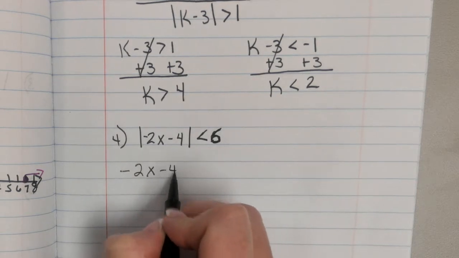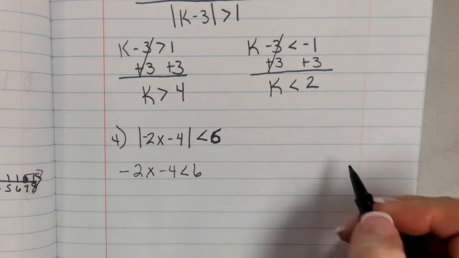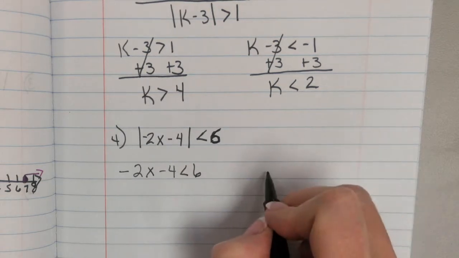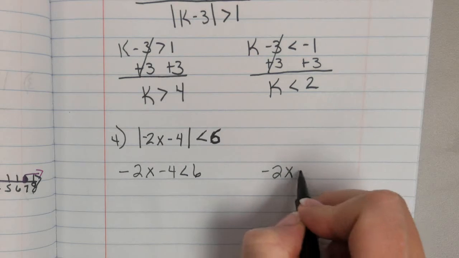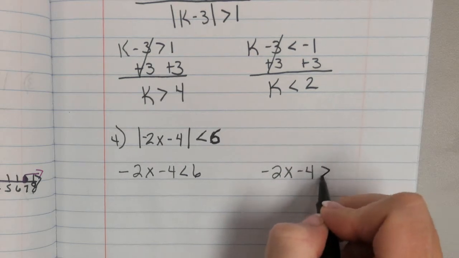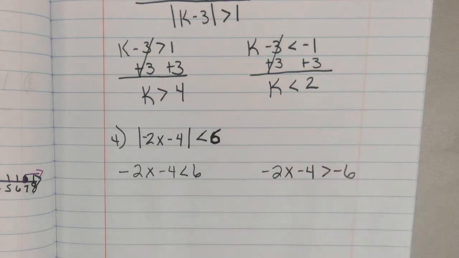Negative 2x minus 4 less than 6. And then my other would be... yes. All right. Go through solving those.